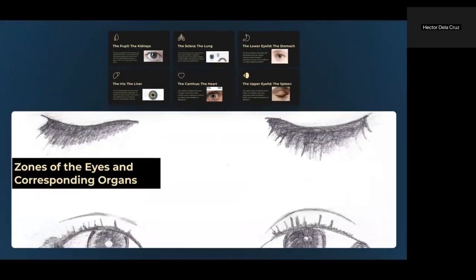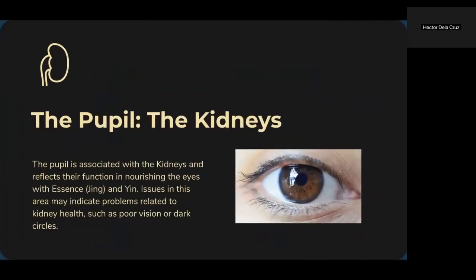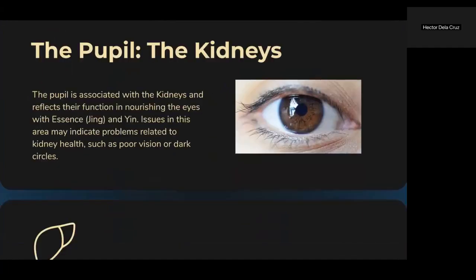Zones of the eyes and corresponding organs. The pupil is associated with the kidneys and reflects their function in nourishing the eyes with essence and yin. Issues in this area may indicate problems related to kidney health, such as poor vision or dark circles.